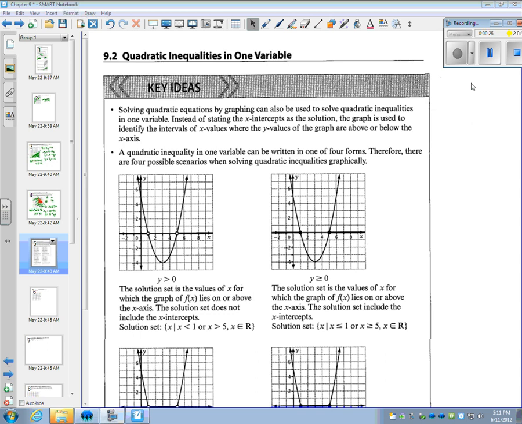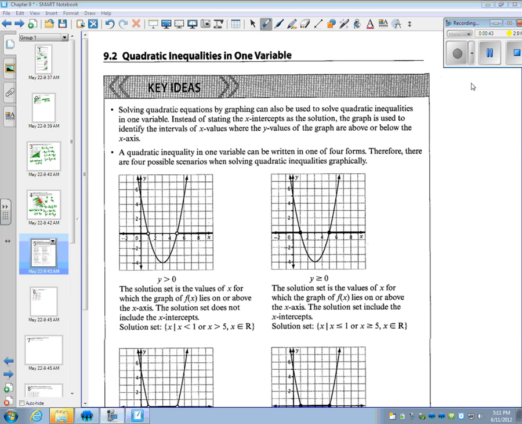So really what we're trying to do is say what values of x make this true. So there's not one or two solutions, there's a bunch of solutions. Okay, so we're looking for regions. The quadratic inequality in one variable can be written in one of four forms. Therefore, there are four possible scenarios.